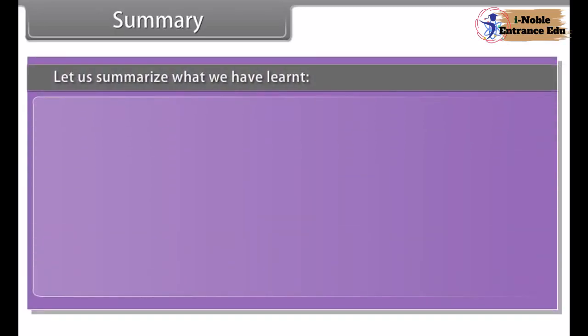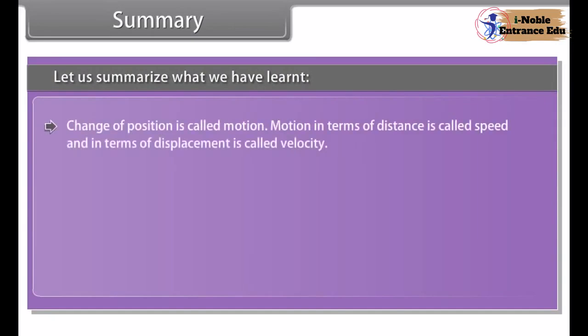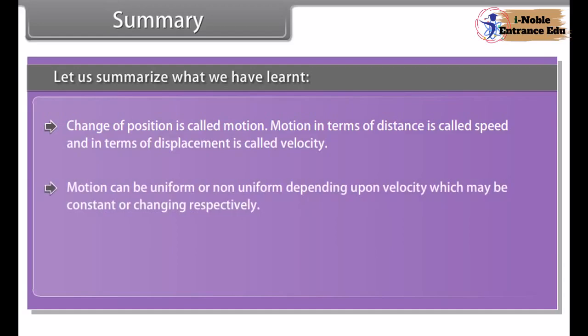Summary. Let us summarize what we have learned. Change of position is called motion. Motion in terms of distance is called speed, and in terms of displacement is called velocity. Motion can be uniform or non-uniform depending upon velocity, which may be constant or changing respectively.